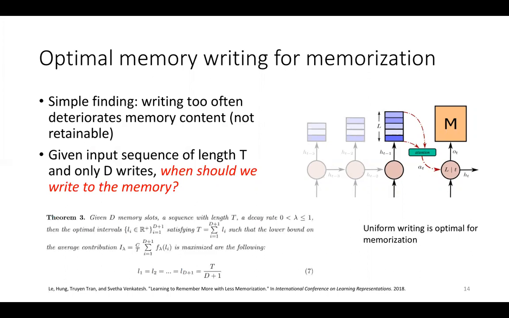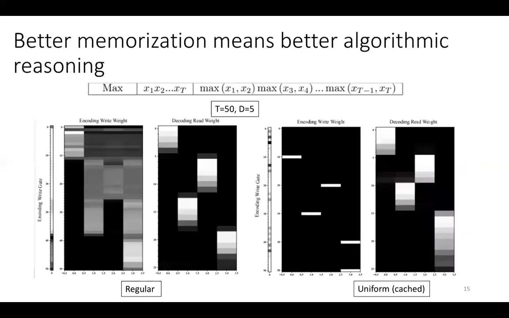And it turned out that the theory suggests that uniform writing is optimal for memorization. You can find the details in the paper here, but we can prove that it's best to write uniformly, at equal intervals, and then you can achieve the optimal memorization. And when you have better memorization, you will have more capability to do reasoning.